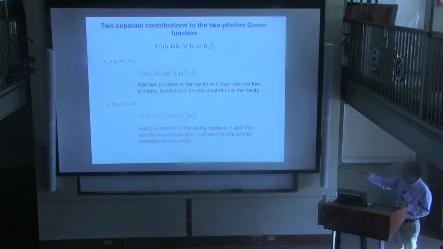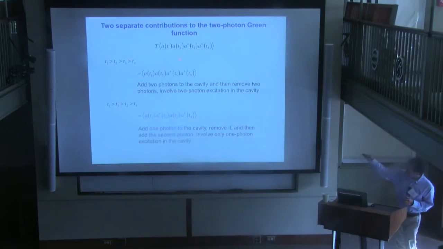And as a result, that involves 2-photon excitation inside the cavity. On the other hand, if the time label is in this order, then you would put in a cavity, eliminate it, put in a photon, eliminate it, then put in a photon, then eliminate it. And that term there, therefore, involves only 1 photon excitation.